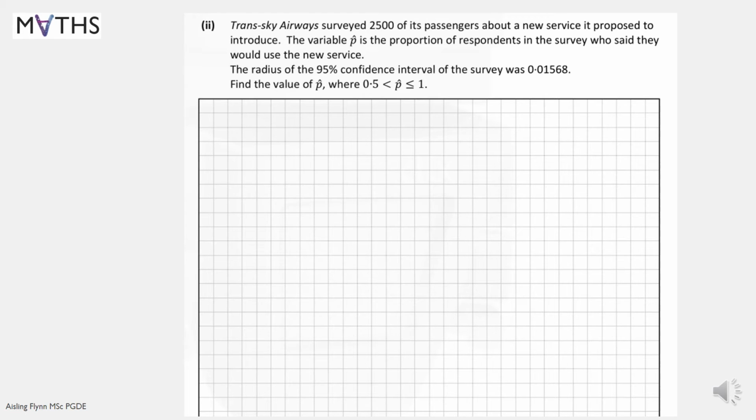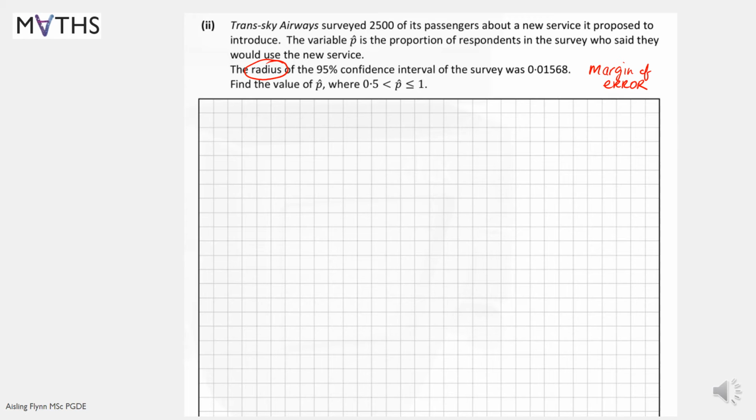Okay, so some language there I haven't come across before: the radius. Actually, what this refers to is the margin of error. It means that the true value is likely within that radius, or within that tolerance. Okay, so how are we going to solve this one?